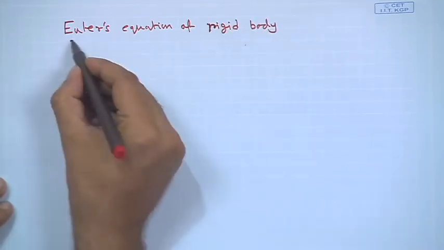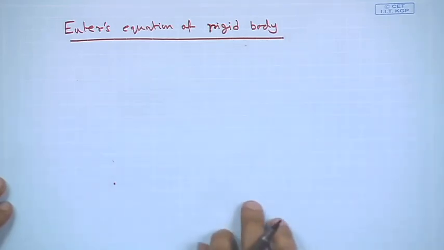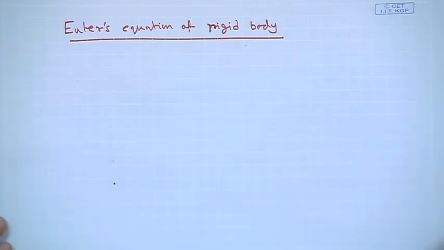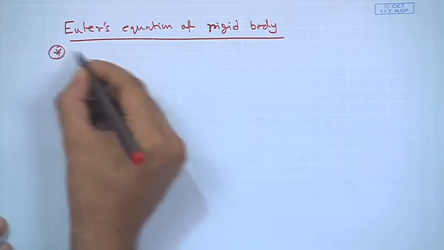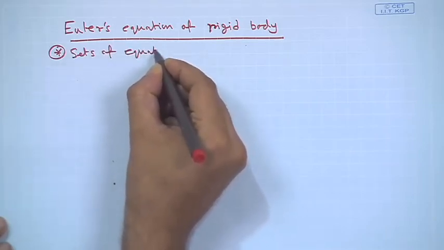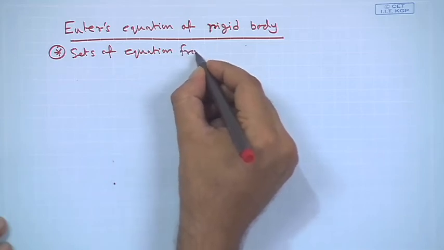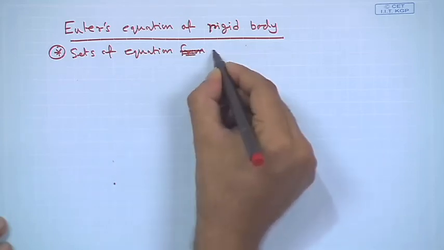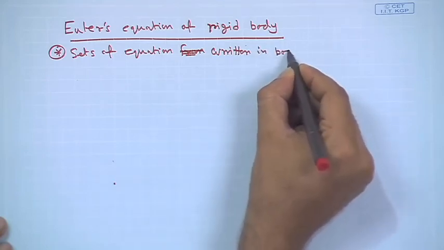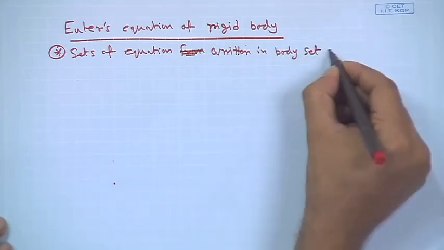Euler's equations of rigid body, right. So, what are these equations? Please note that these are sets of equations written in the body set of axes.